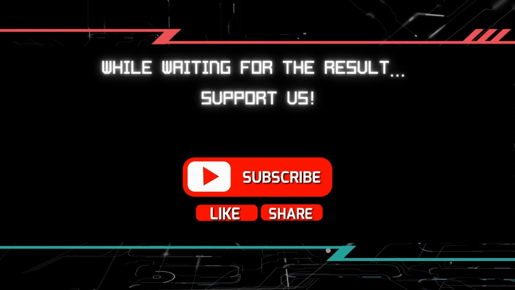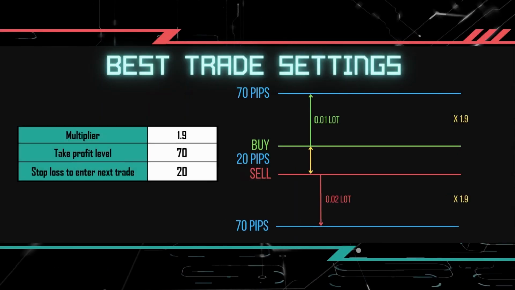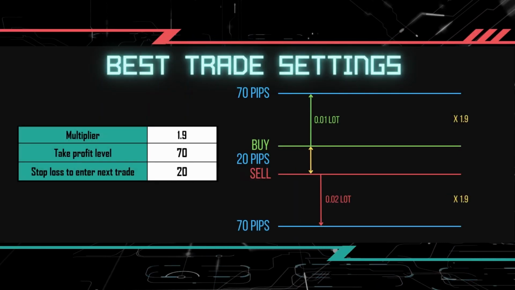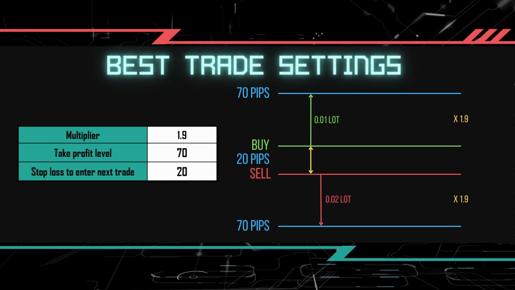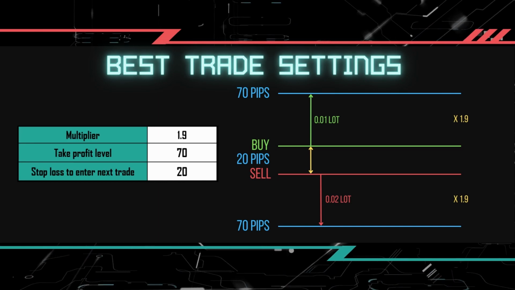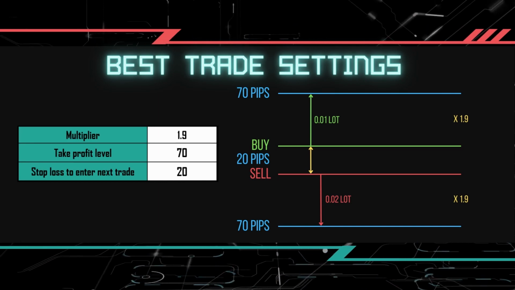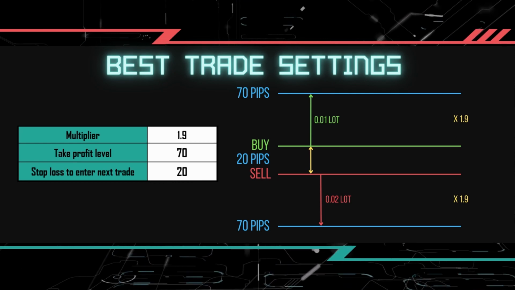After running the expert advisor for some time, we have collected the best result. We can see that the best settings are as follows. Lot size will be at 0.01. Multiplier level at 1.9. Take profit level at 70. Entry point for next trade at 20. You can refer to the diagram on the right to see the entry of buy and sell trades.